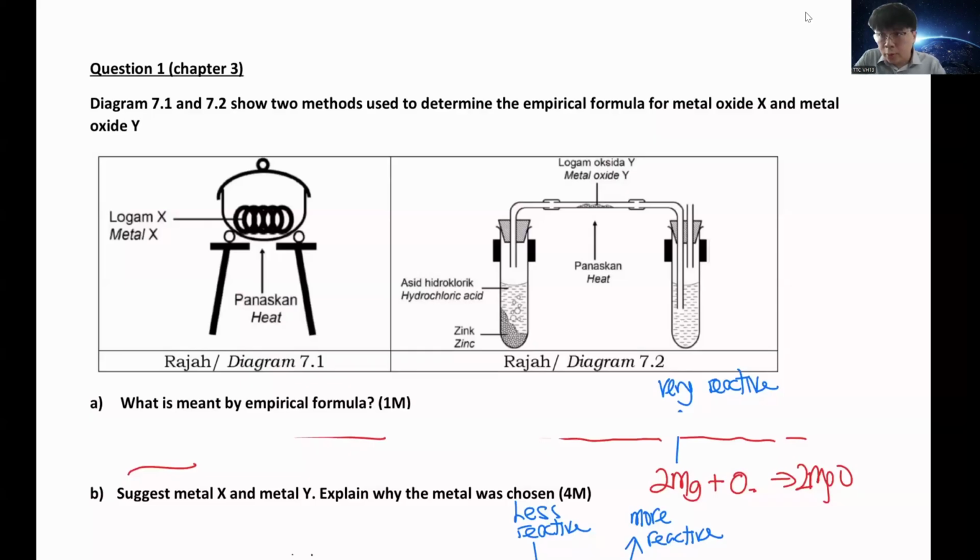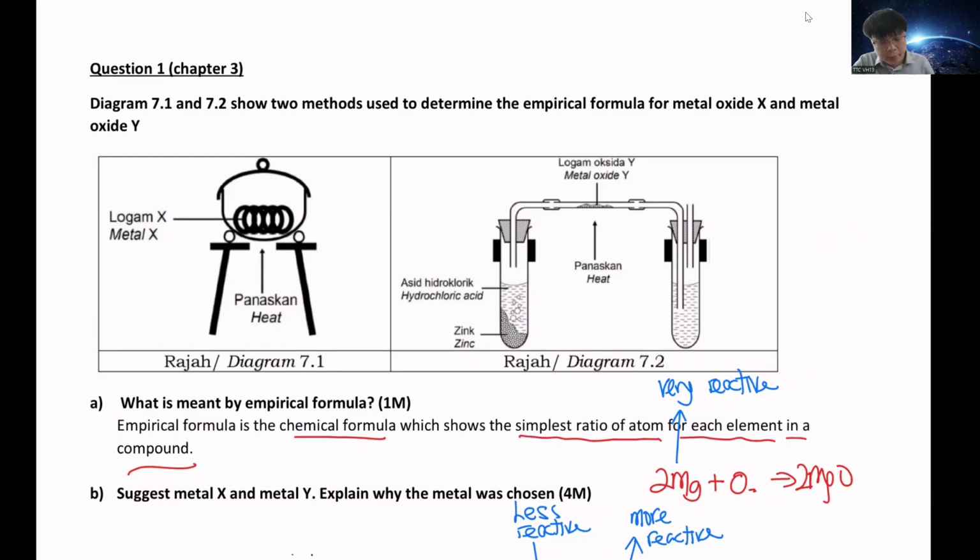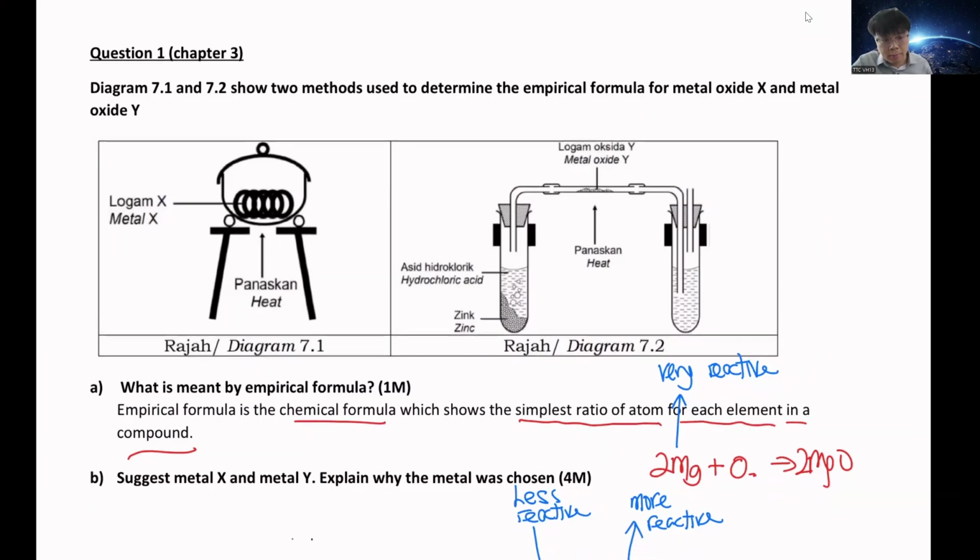Okay, so now we do a short revision for your chapter 3 to increase your answering technique. So first one, normally for chapter 3 when an essay comes out, they always ask you what is the definition of the empirical formula. So you can write this: it's a chemical formula that shows the simplest ratio of the atoms of each element in the compound.